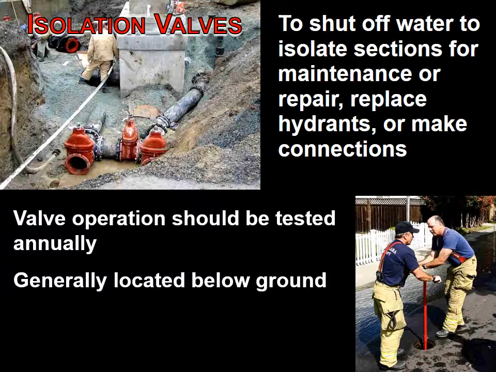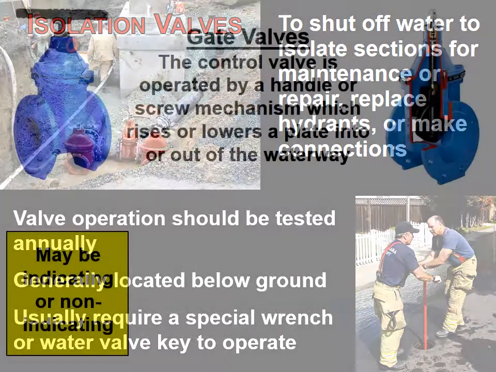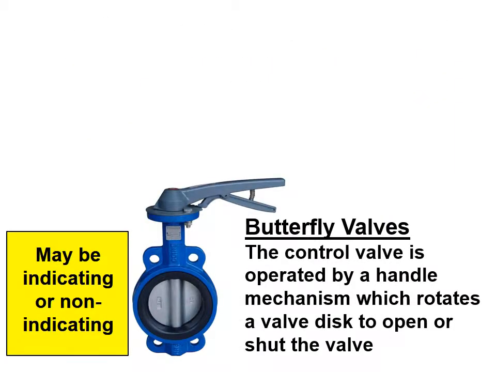If the valves are not fully open, friction loss increases and available water decreases. Gate valves may be indicating or non-indicating. The control valve is operated by a handle or screw mechanism which raises or lowers a plate into or out of the waterway. Butterfly valves may be indicating or non-indicating. The control valve is operated by a handheld mechanism which rotates a valve disc to open or shut the valve.